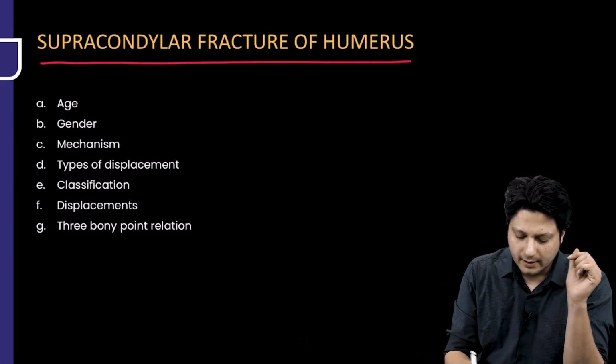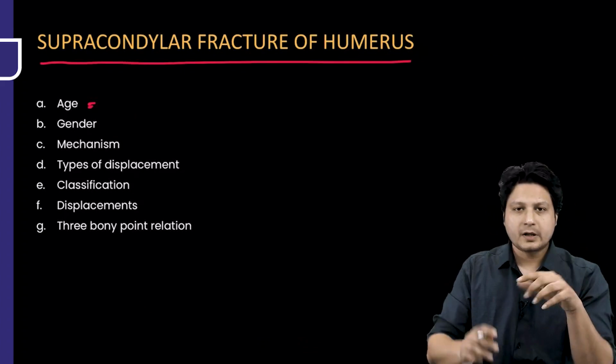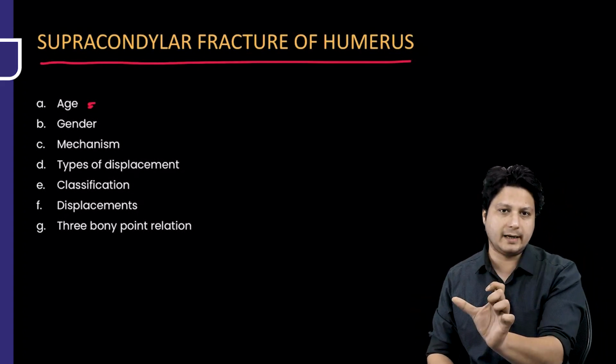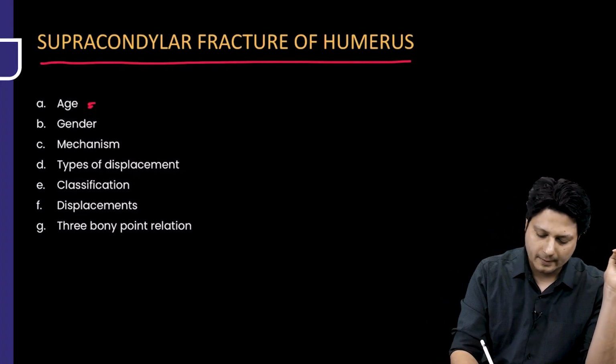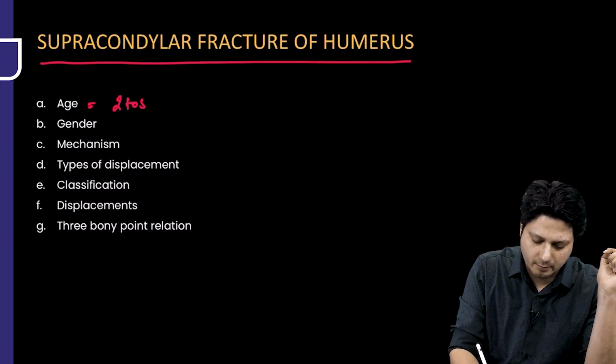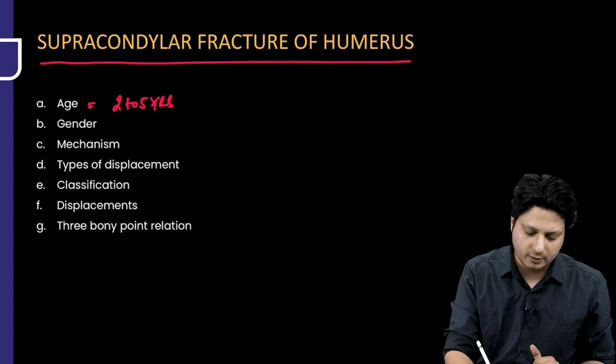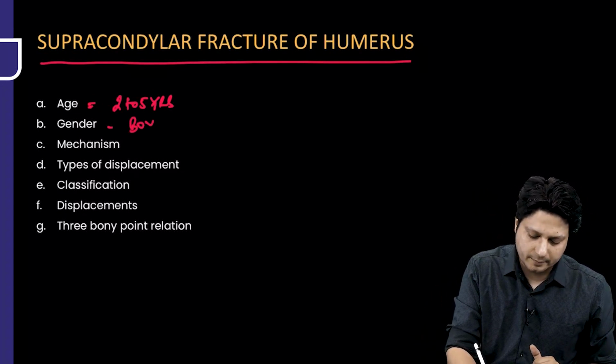Now first of all is the age which has been mentioned. This is the kind of fracture which is more common in case of boys, particularly in the age group of 2 to 5 years. So 2 to 5 years of age is the most common age to be affected in particular. Now you will ask, why is it so very common in case of boys in this age group?